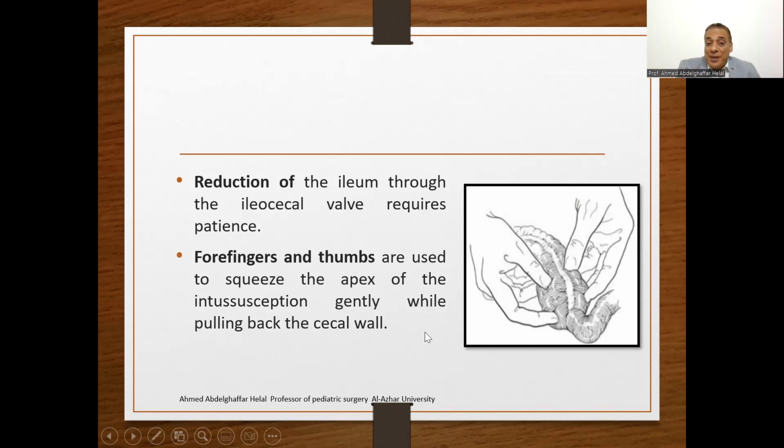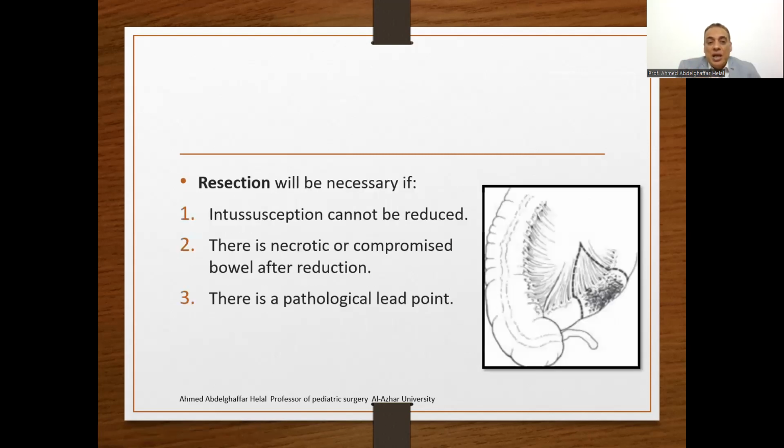Four fingers and thumb are used to push the apex of the intussusception gently while pulling back the cecal wall. You push using four fingers and thumb. A very important technique during reduction.